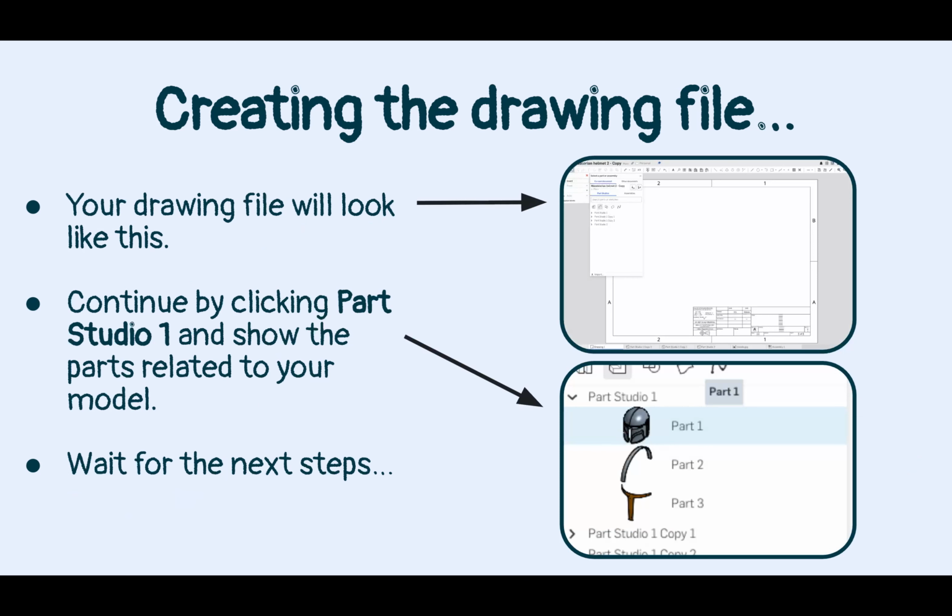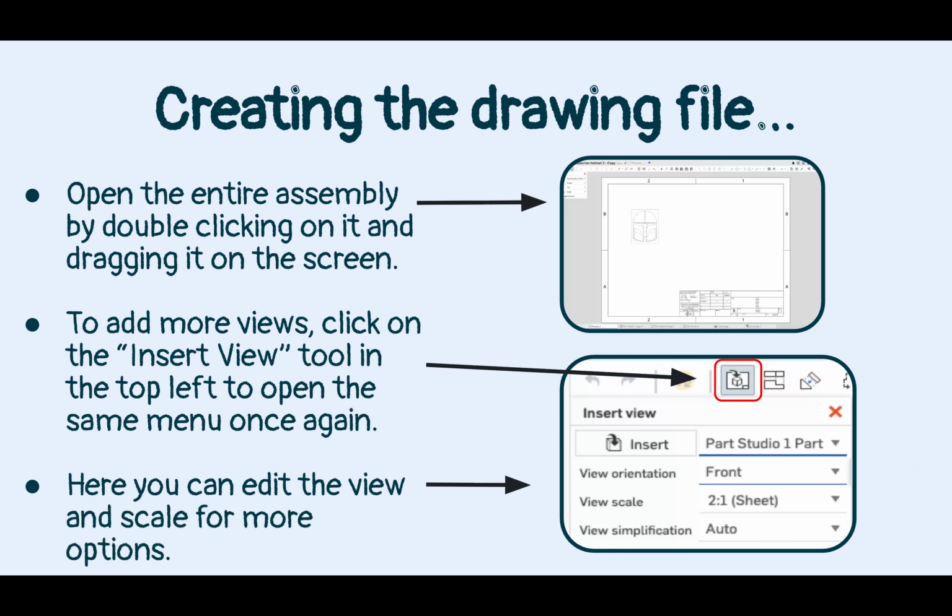Now, your drawing file will look something like this. So to continue, you can click Part Studio 1 and show the parts related to your model. In this, you will see your entire arm put together as one full assembly. So, open the entire assembly by double-clicking on it and dragging it onto the screen.